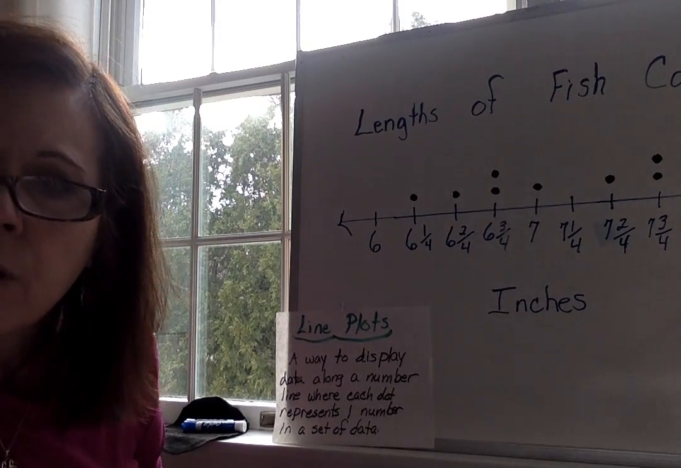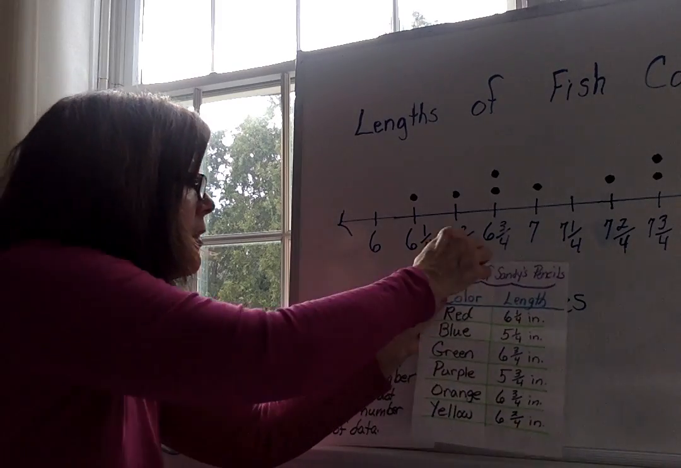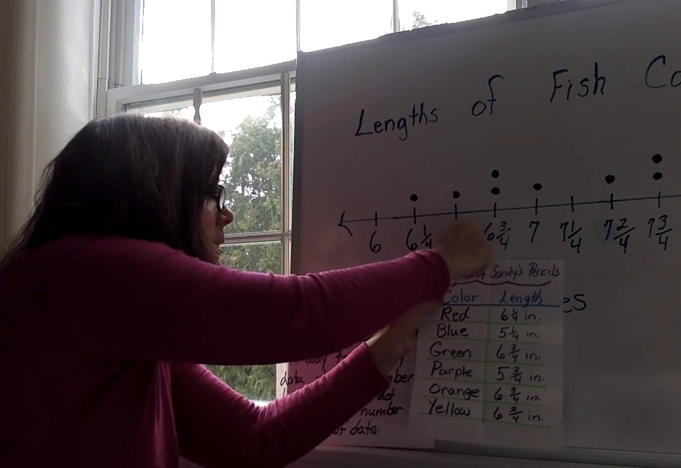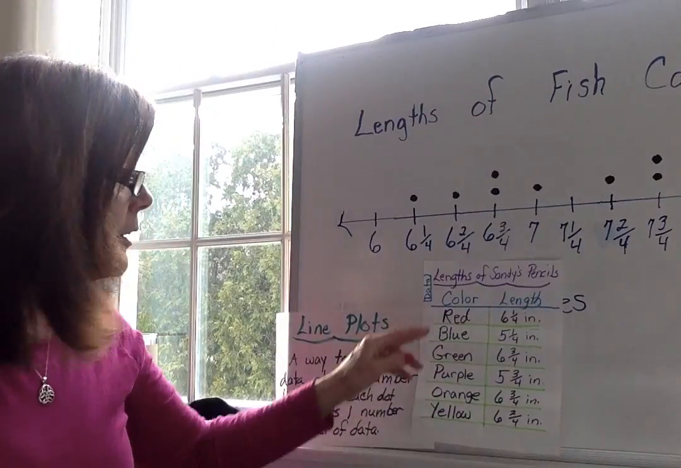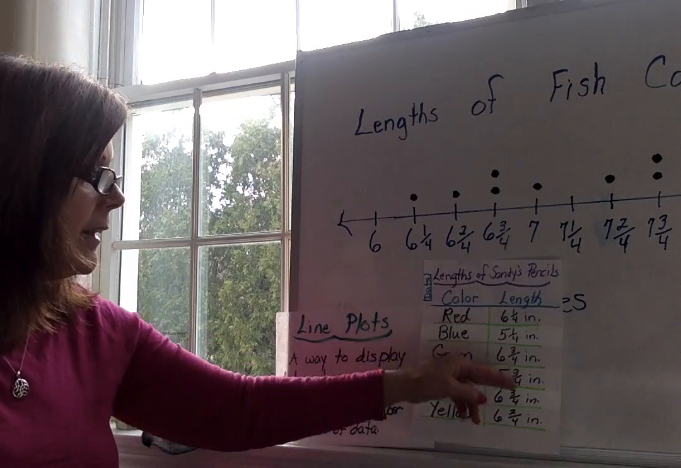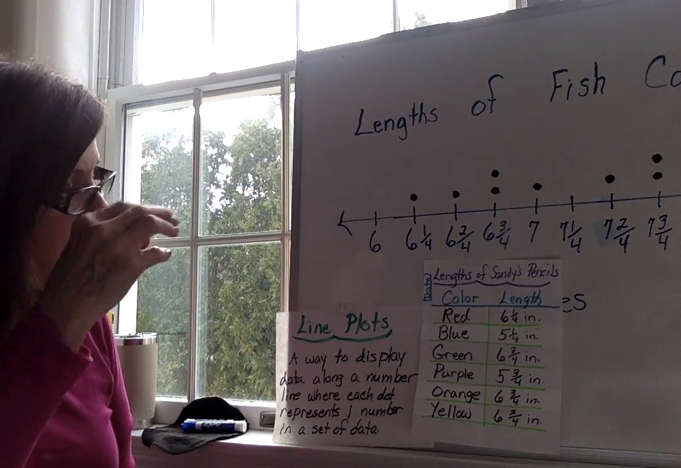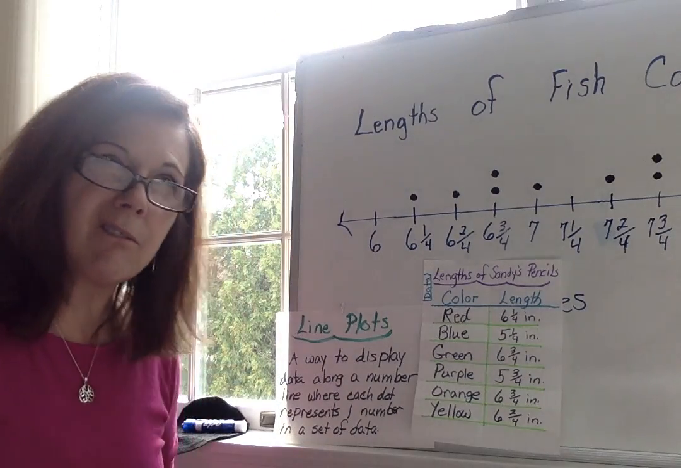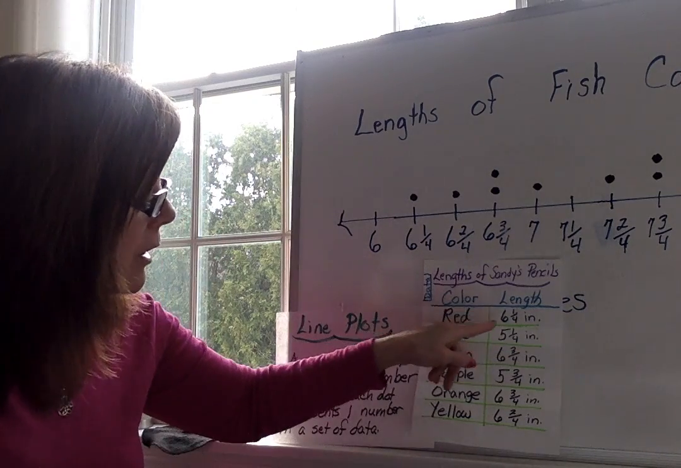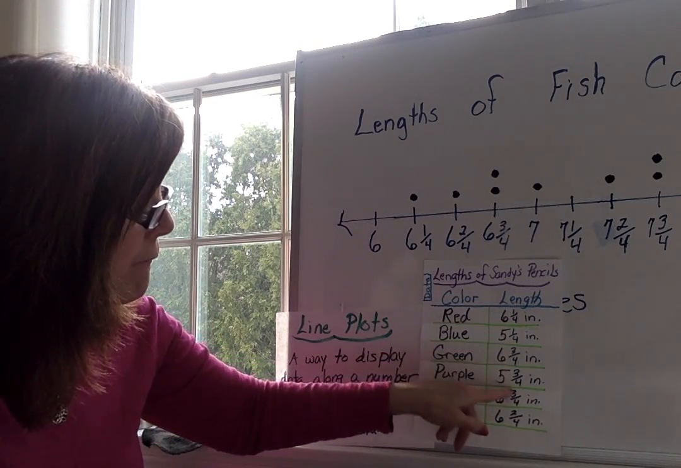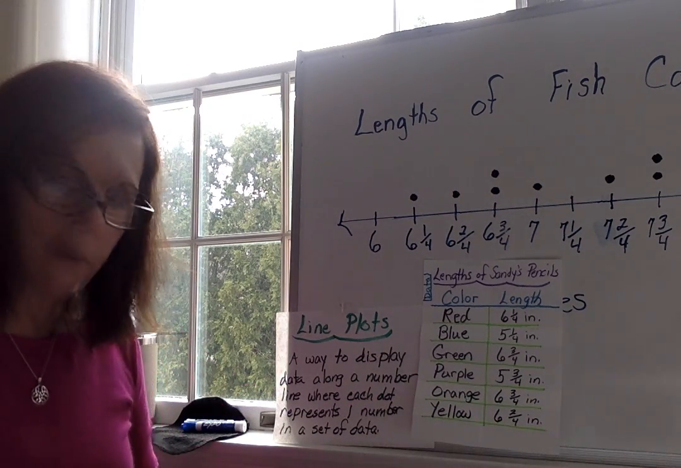So today we're going to talk about some new ones. We're going to talk about pencils first. I'm just going to tape that on so it stays. These are the lengths of Sandy's pencils. It has the color and then the lengths. Of course, the other thing I want to talk to you about real quickly is how do you know what to use for measurement in your line plot? Well, let's look. Most of these are in fourths. So we're going to divide our line plot into fourths.